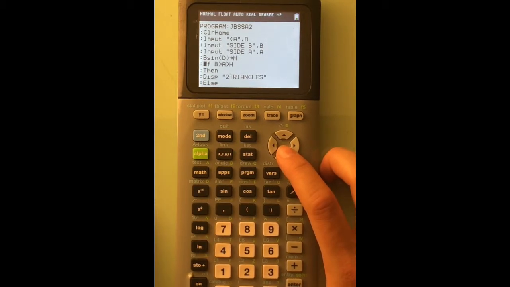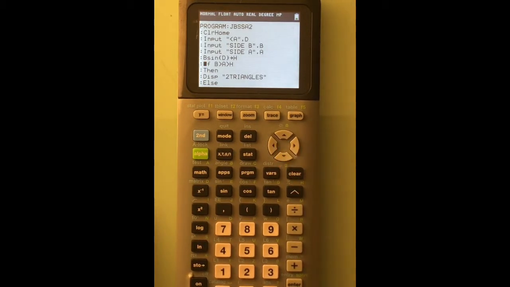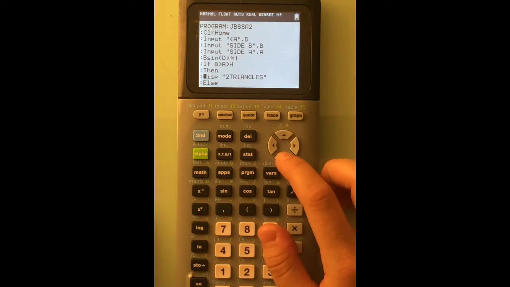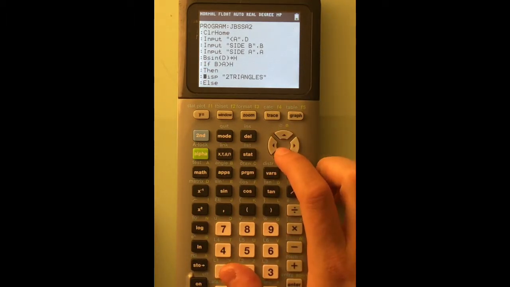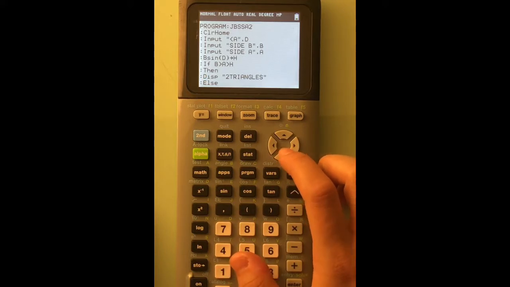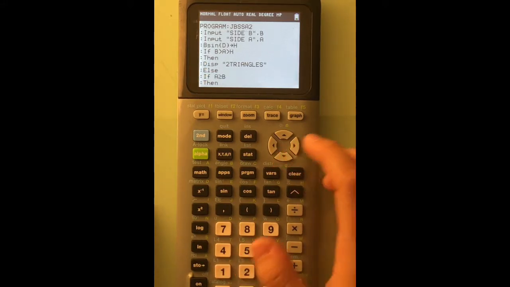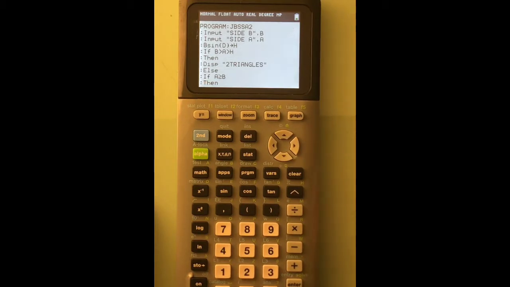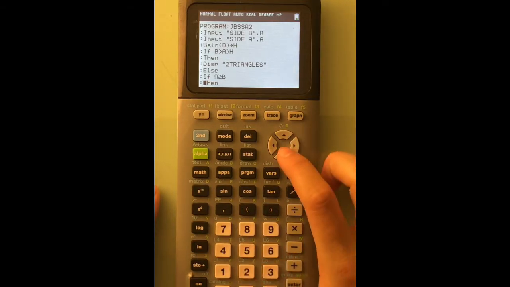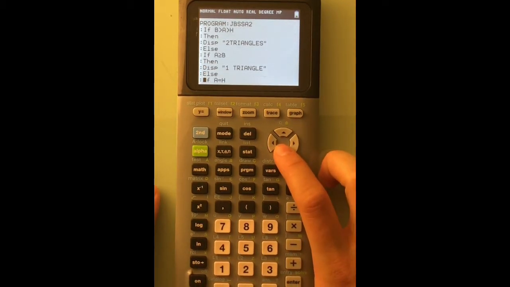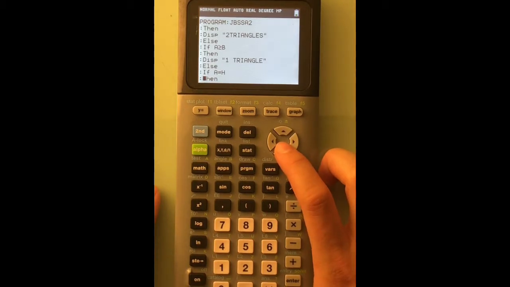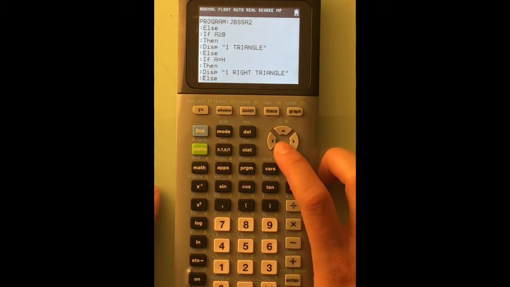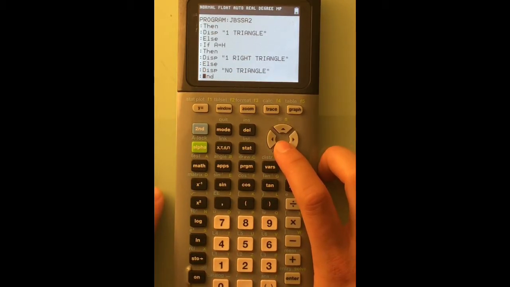So if the two lengths of the triangle are smaller than the height, then there are two triangles, so we're going to display two triangles. If that's not the case, and if the leg A is either greater than or equal to the length of leg B, then you have one triangle. If A is exactly equal to the height, then you're going to have one right triangle, so just a specific case of the last sort of triangle. And if none of those things are true, then you will have no triangle.